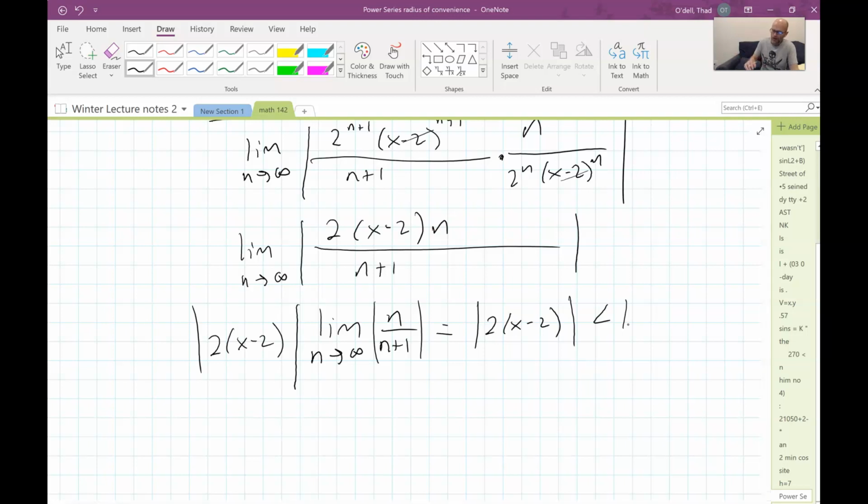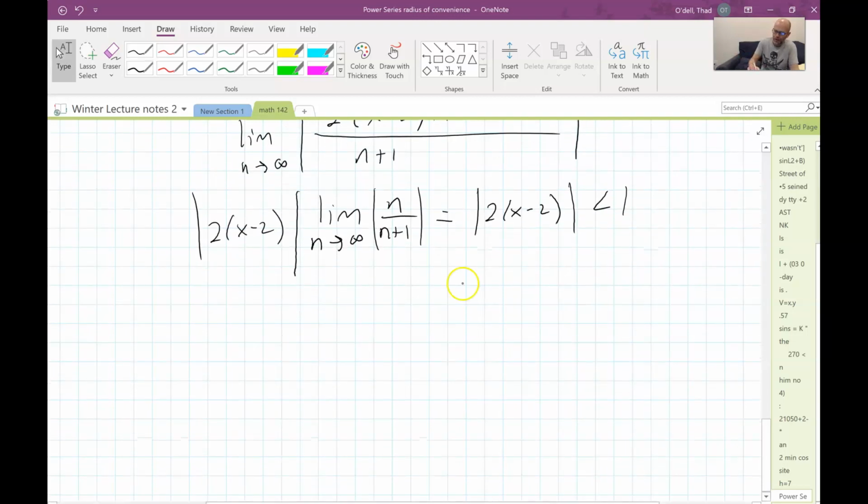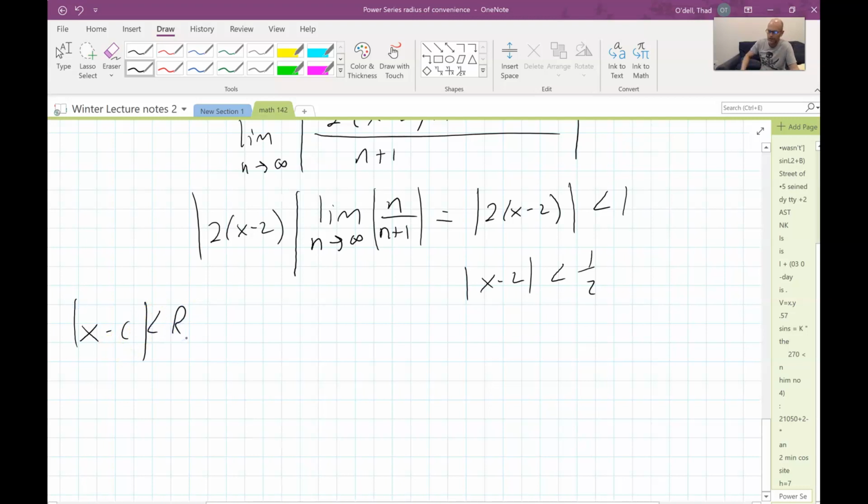Get that 2 out of there, so I divide everything by 2, and I get the absolute value of x minus 2 is less than 1/2. And there's my radius of convergence. We can recognize that as |x minus c| less than r, right? That's what we're looking for to recognize the radius of convergence. So we'd stop here and say the radius of convergence is 1/2.